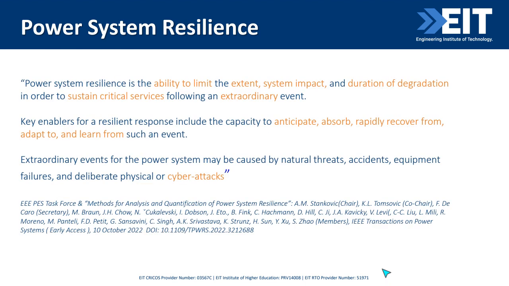Now, the other resilience is power system resilience. This is the ability to limit the extent, the system impact, and the duration of degradation in order to sustain critical services, especially after any extraordinary or abnormal situation arises. For this, we have to anticipate, we have to absorb, we have to rapidly recover from, and we should have the ability to adapt to and learn from such an event, so that if this event occurs again, we will not go through that same stage. These extraordinary events may be due to natural disasters, accidents, equipment failures, or cyber attacks. It could be anything.